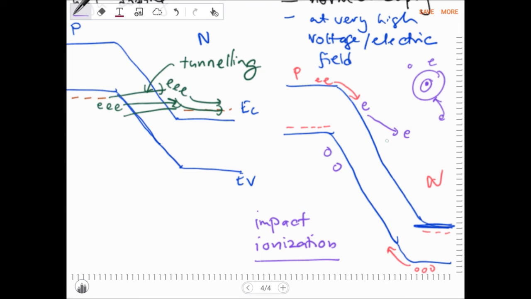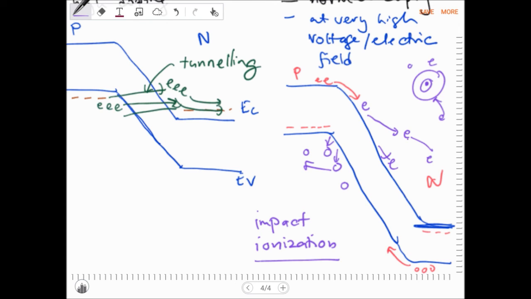So remember, for an electron to move freely, it needs to be in the conduction band. Here is the conduction band, here is the valence band. For a hole to move, it needs to be in the valence band. So you can see every time it hits, it will give out one electron hole pair, and this further can hit and give one electron and one hole. This hole can also hit the atom and release one electron and one hole.